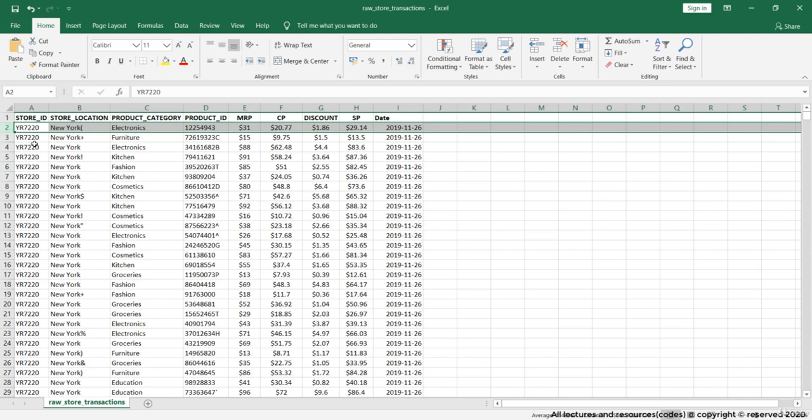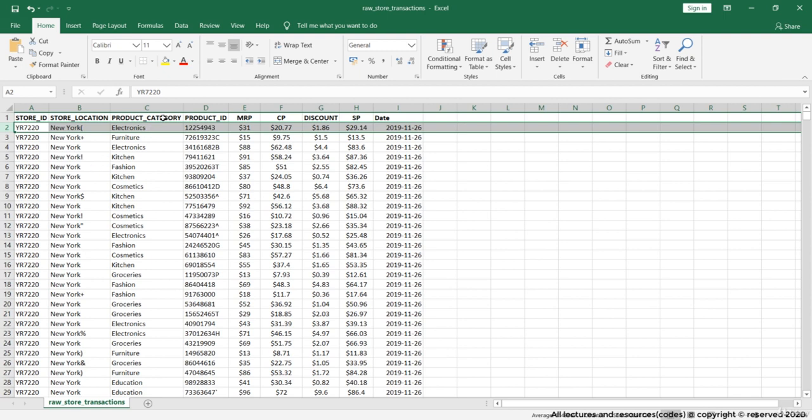Talking about its columns: store ID, which is unique for each store, then store location. Please note that in some of the rows, these locations have some unwanted special characters appended to them. Like this has an open bracket, this has some addition sign, exclamation, and so on. So we have to remove these in our job.